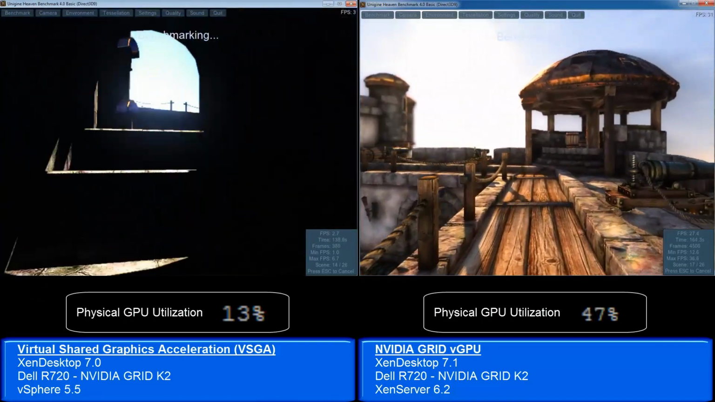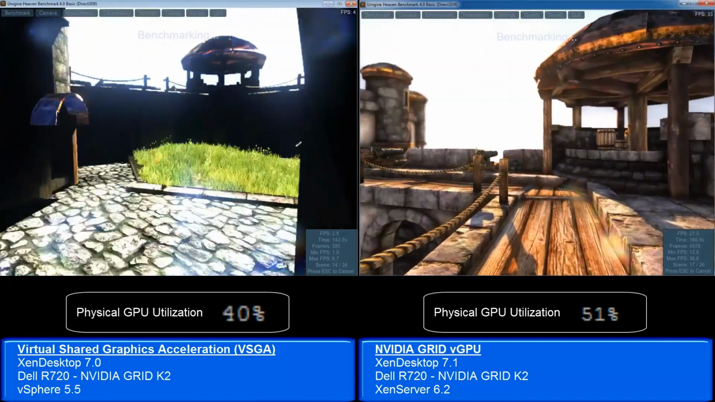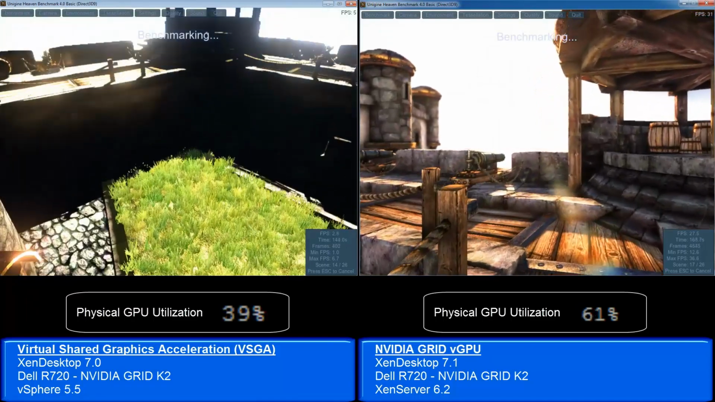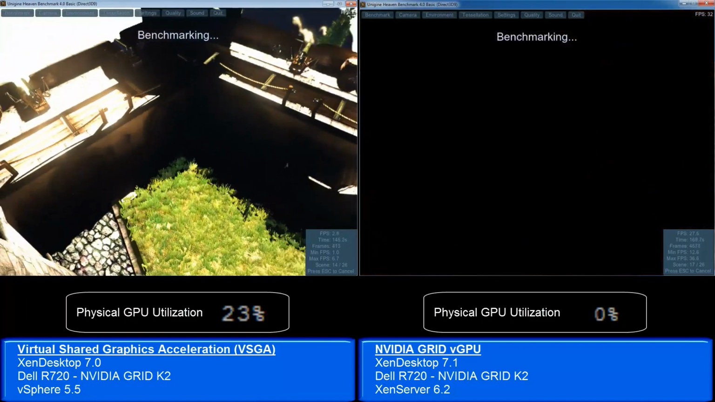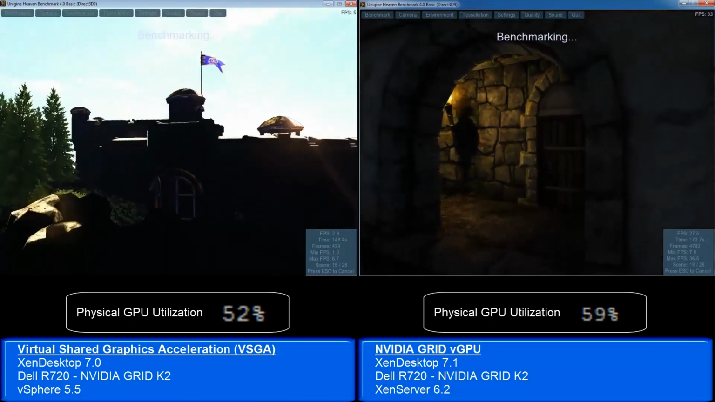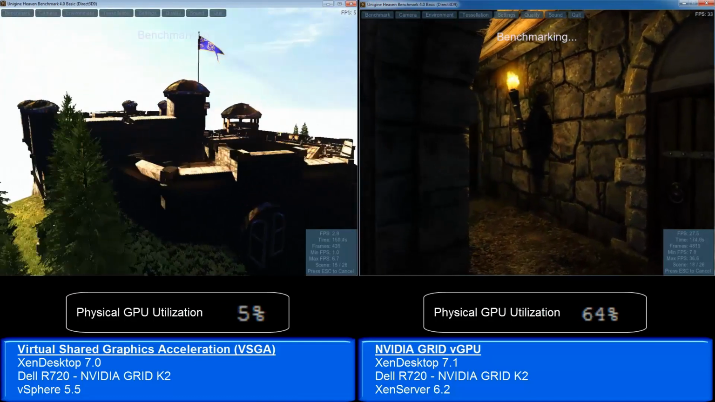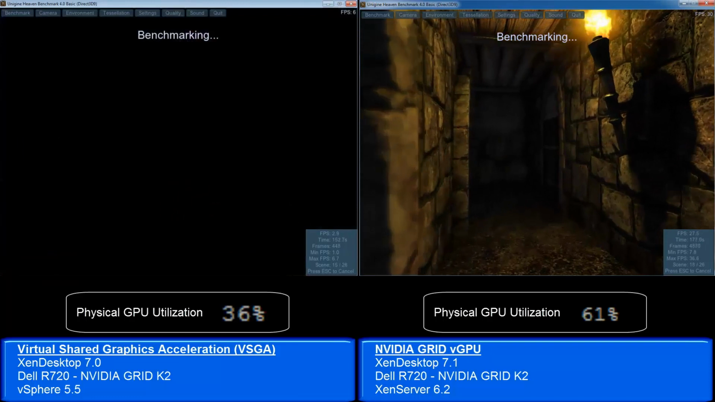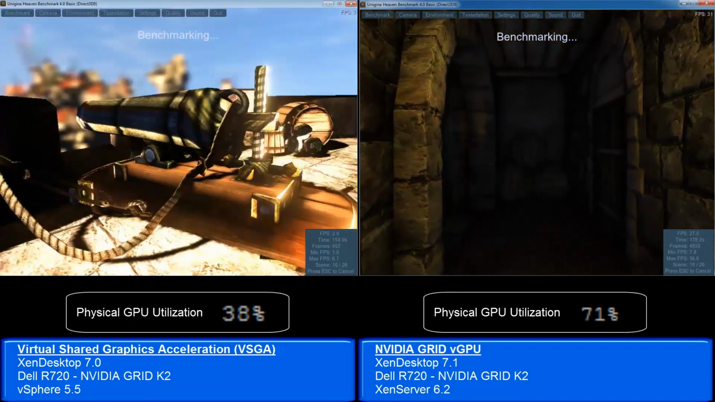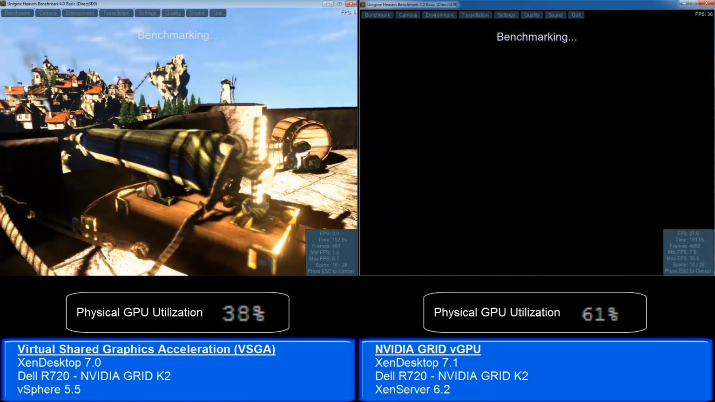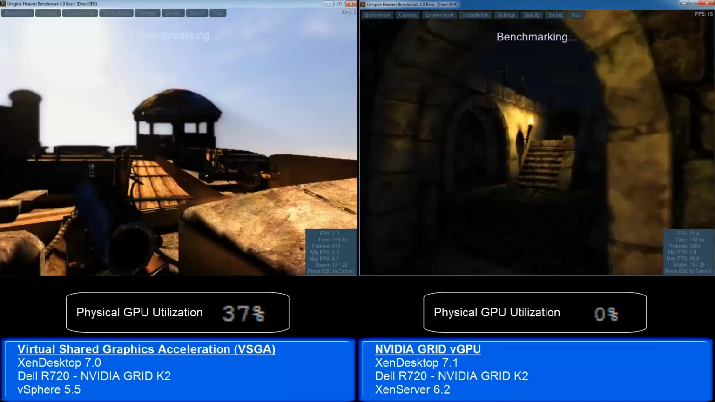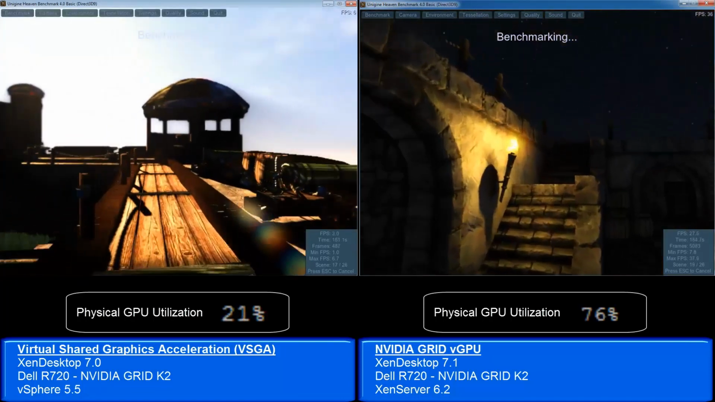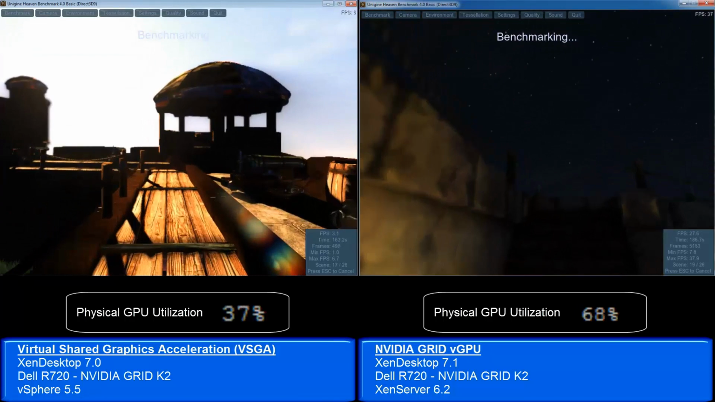So you see what the end result is, a very good experience on a virtual desktop. And here we can see that on average, you're always burning more GPU on this than you do on the one on the left. But look at the frame rate difference here. Using VSGA, I'm at 3 frames per second on average right now. Using Grid vGPU, I'm at 27 frames per second. That's almost a 10x difference in experience. That is a massive difference, considering I'm using the same hardware underneath it.